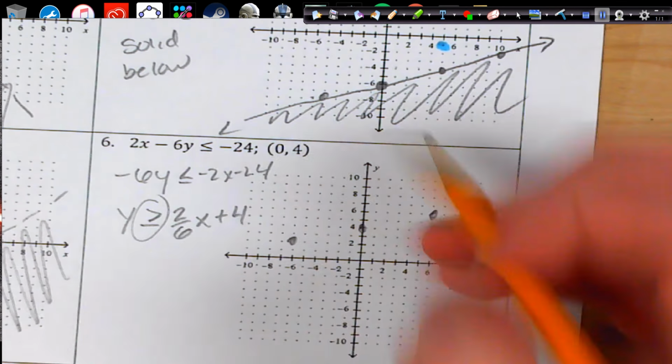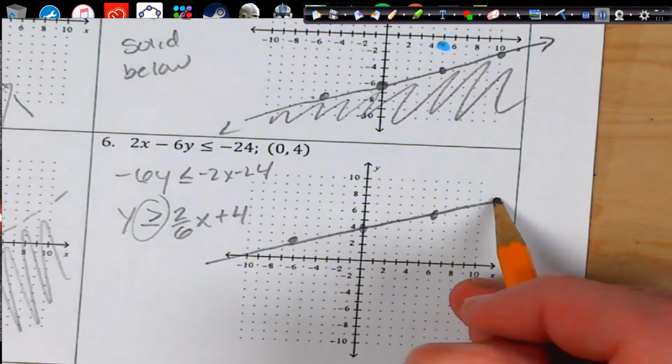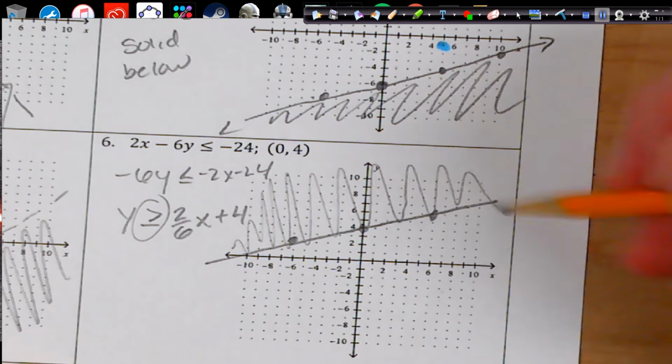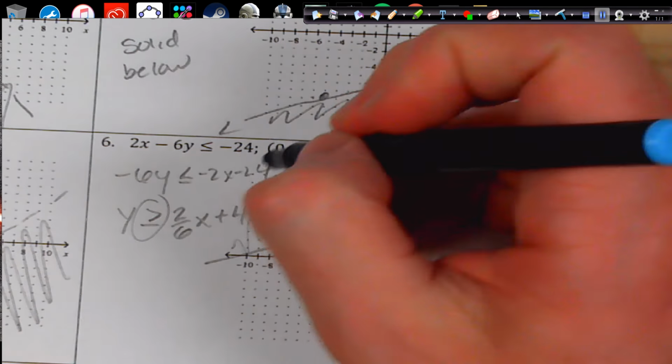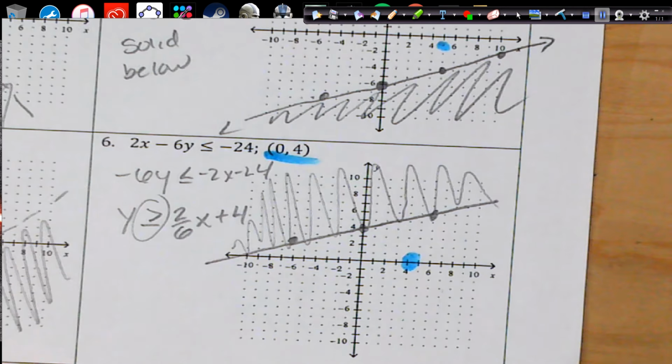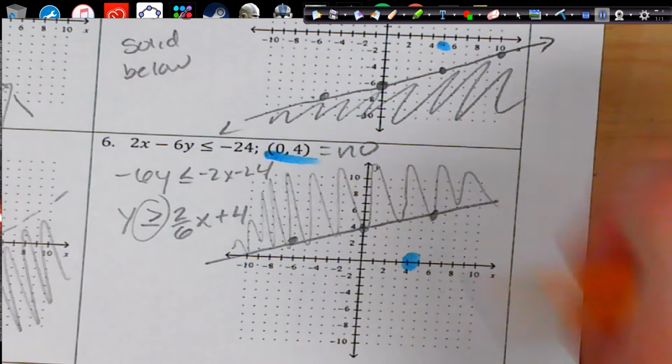It's going to be a solid line, and it's going to be shaded above. And then we go ahead and find 0, 4. Not in the shaded region. So the answer is no. That's it.